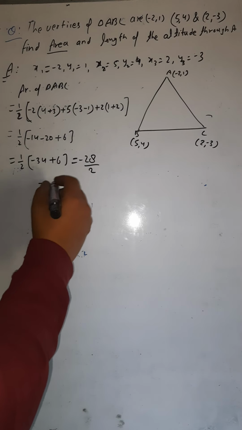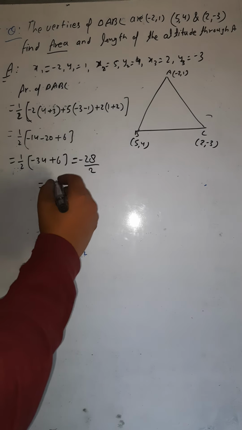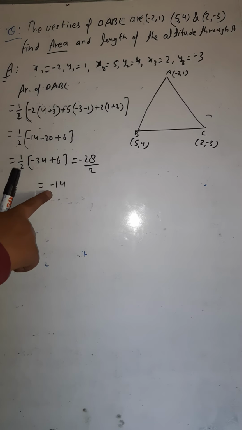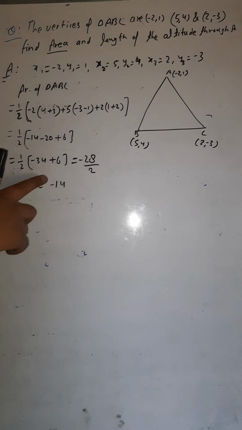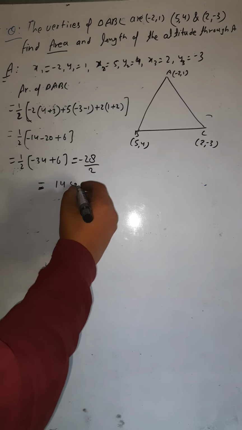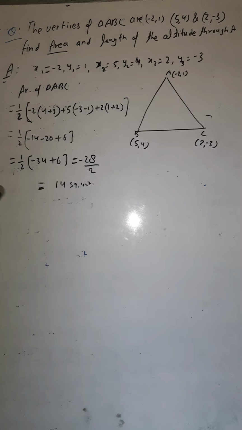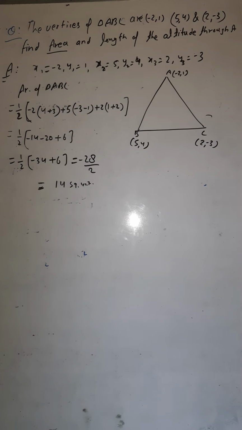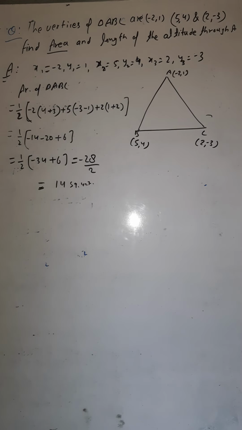So you have the area, it is coming out minus 14 square unit, but you would not write it negative because area cannot be negative. You would write it positive. So this would be plus 14 square unit. So this is how you have got the area of the triangle. So what is the area of the triangle? It is 14 square unit. 14 square unit would be the area of the given triangle. Okay, we have found the area.